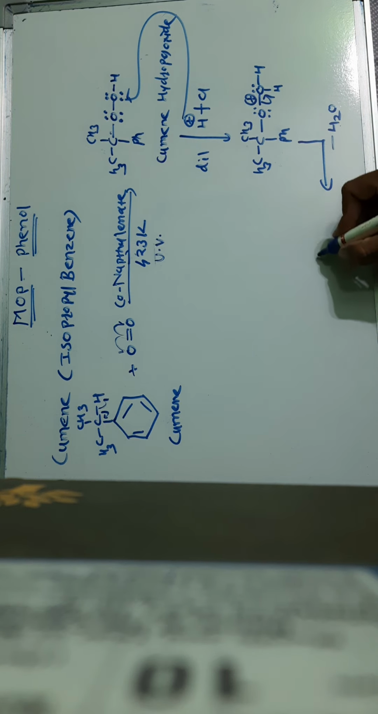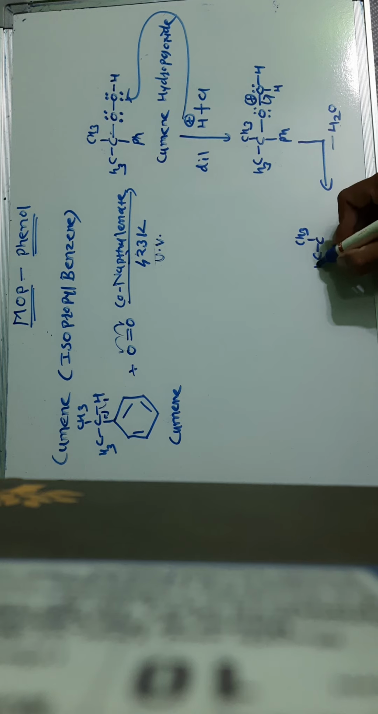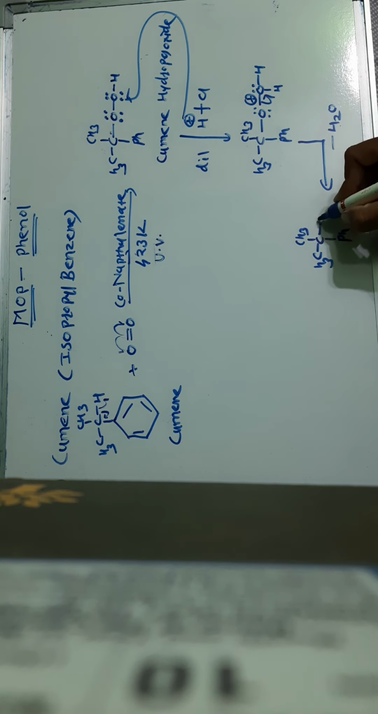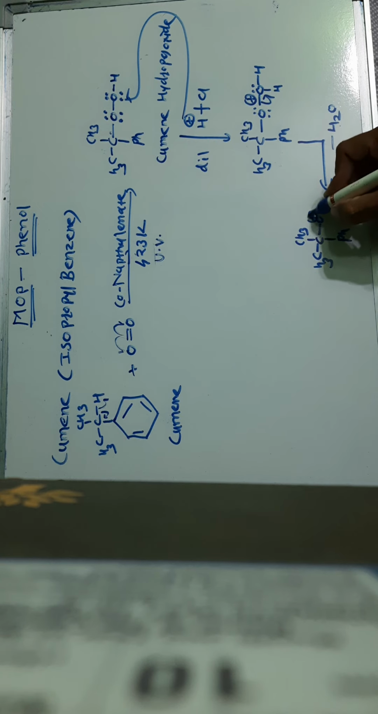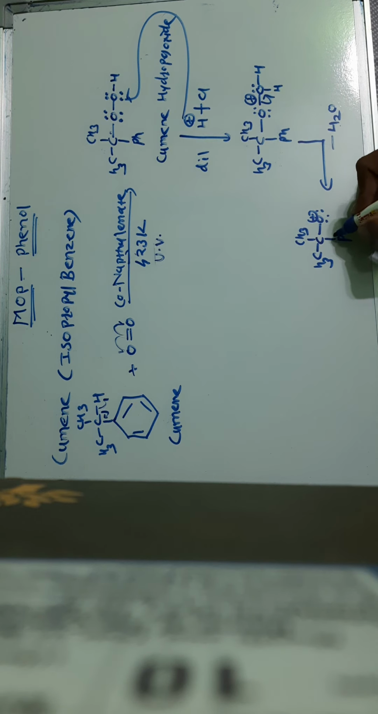Now the remaining species, CH3, CH3 and Ph, with oxygen now having a positive charge. In this way, this phenyl group, this phenyl bond, is shifted here onto the oxygen atom.